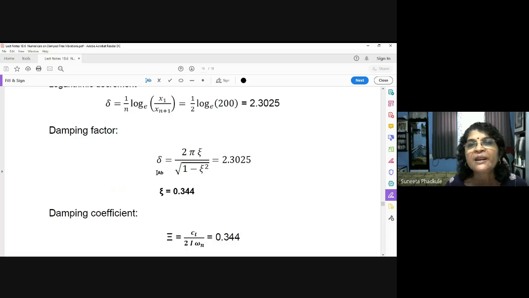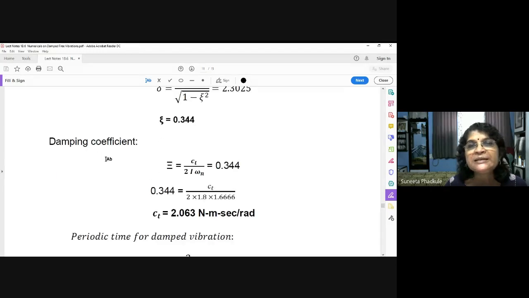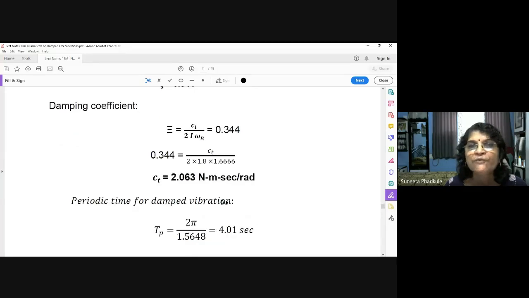From delta you find out zeta from this formula. Once you find out zeta, find out damping coefficient CT. Zeta is equal to CT upon CC, where CC is 2I omega n. So zeta is 0.344, CT you want to find out, and 2I omega n is known to you. So you find out CT, that is the damping coefficient for torsional vibration.